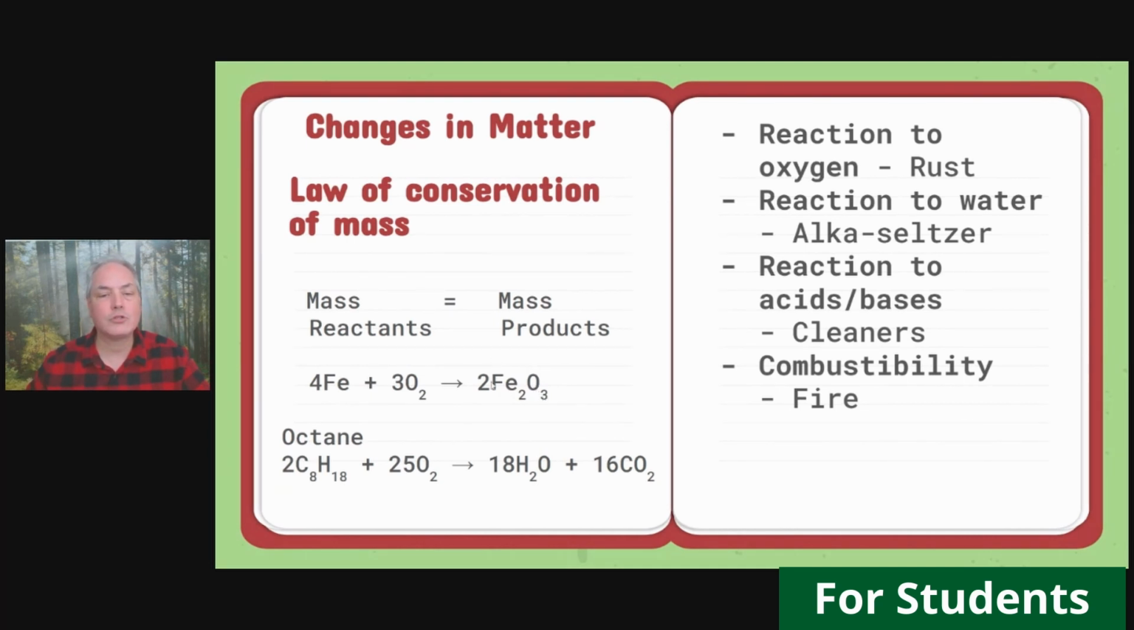So 3 times 2 gives me 6, and therefore the mass of all the reactants at the beginning equals the mass of the product at the end.